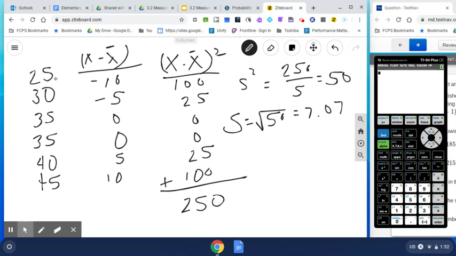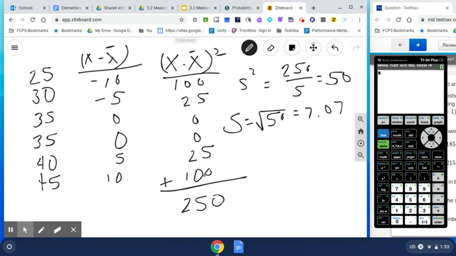So the list of the data values is here. We take each data value, subtract off the mean. The mean for this data set was also 35. So 25 minus the 35 gave me negative 10. 30 minus the 35 gave me negative 5, so on and so forth down the line. We square those differences. Remember, the main reason for us to do that is to get rid of the negatives so that the negatives won't cancel out the positives. So if we square those differences, we get the values in this list here.